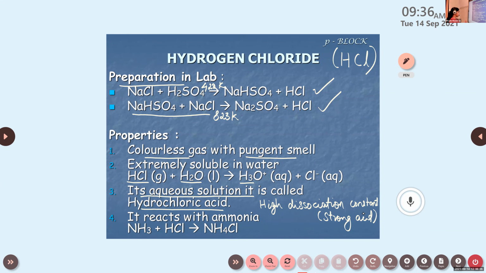Okay. Then we are moving to the fourth one. This hydrogen chloride or hydrochloric acid will react with ammonia. NH3 plus HCl gives NH4Cl, that is ammonium chloride. So the formation of this ammonium chloride can be confirmed by white fumes. When hydrochloric acid is mixed with ammonia, white fumes will be formed, which indicates the presence of ammonium chloride.